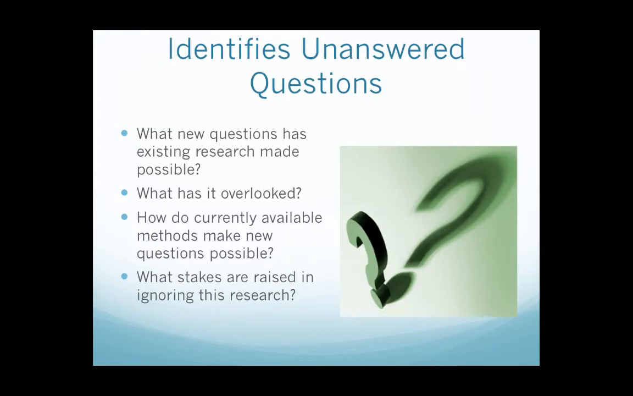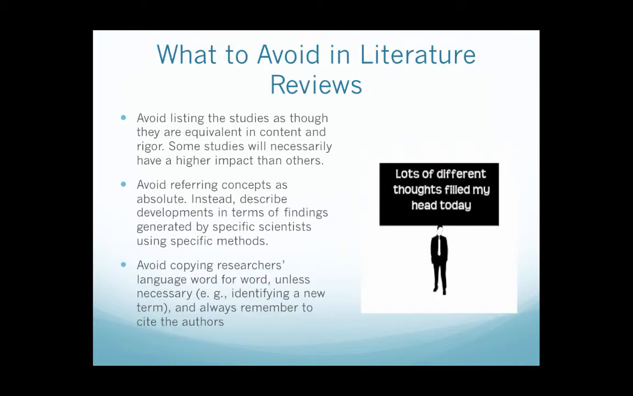Finally, a good literature review identifies unanswered questions that seem relevant for the field to take on, given what literature has already been conducted, or what experiments have already been conducted. They explain how the current situation of the discipline makes certain questions possible, and they identify the stakes for pursuing and not pursuing that research. Before we conclude, I want to give a brief list on what to avoid when writing your literature review.